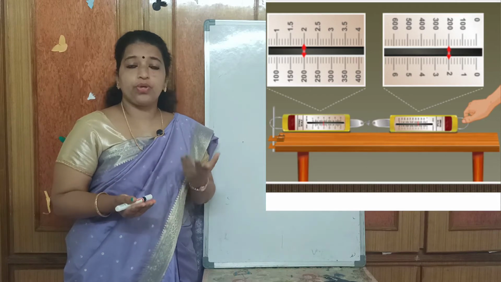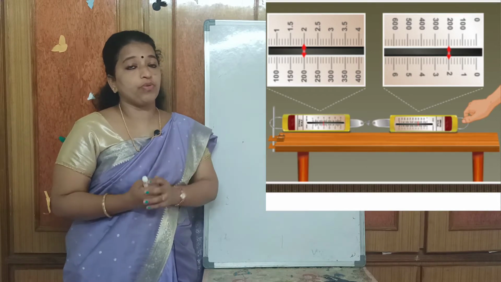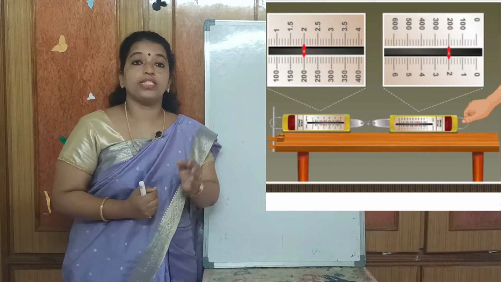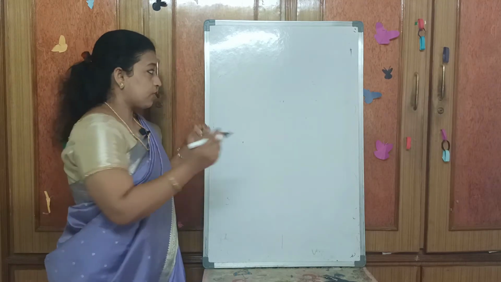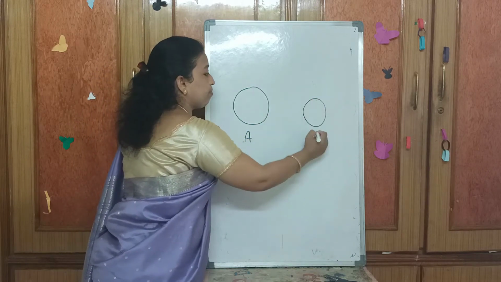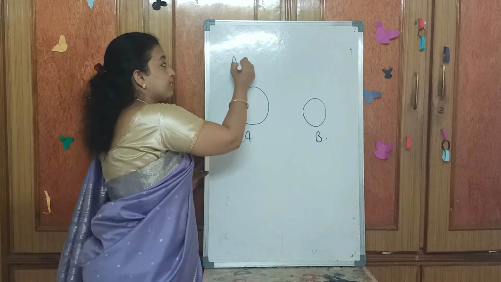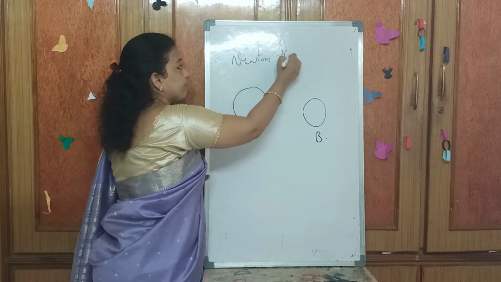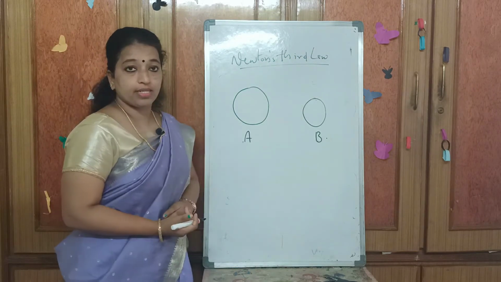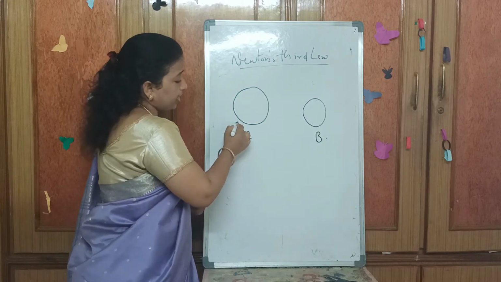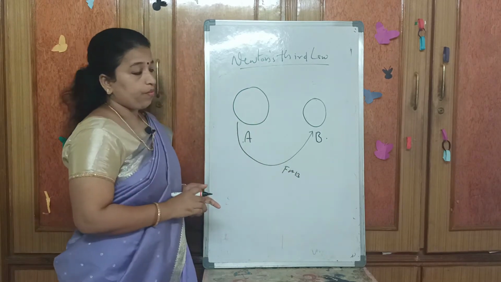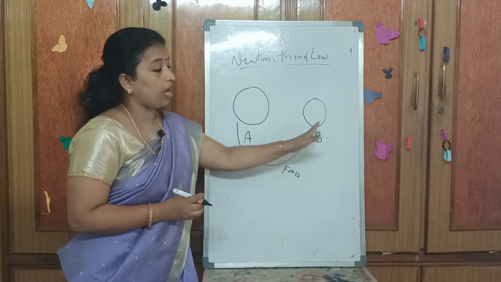Same reading only. So, can you explain this using Newton's third law of motion? Yes, we can explain this example with the help of Newton's third law of motion. So, let us see it. Suppose here is one object A and here is one object B. The explanation of Newton's third law is that one object is exerting some force on the other object.